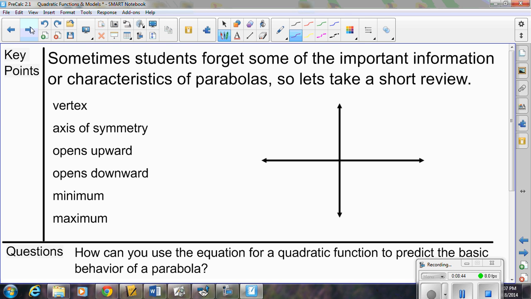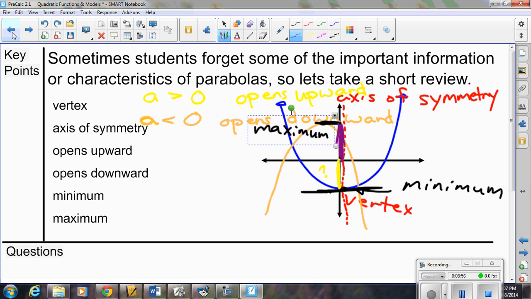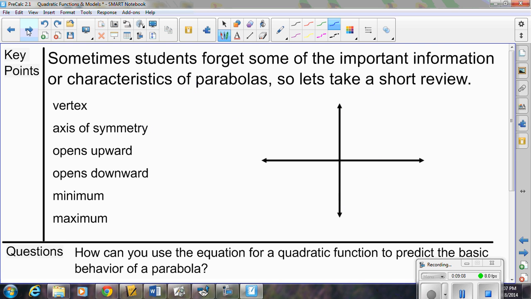You'll notice the question posted at the bottom. How can you use the equation for a quadratic function to predict the basic behavior? Well, the basic behavior is tying into what we were just mentioning. A leading coefficient that's positive is going to open up. A leading coefficient that's negative will open down. We can use the leading coefficient to get general behavior, but we would also need to know the location of the vertex. That is a piece that we are going to discuss in an upcoming part of the video.